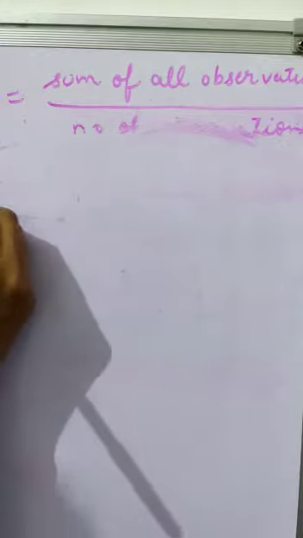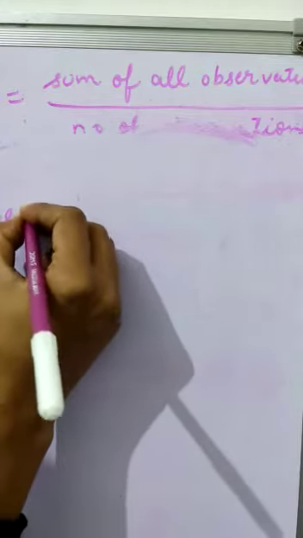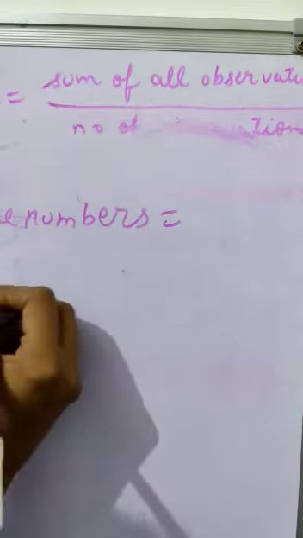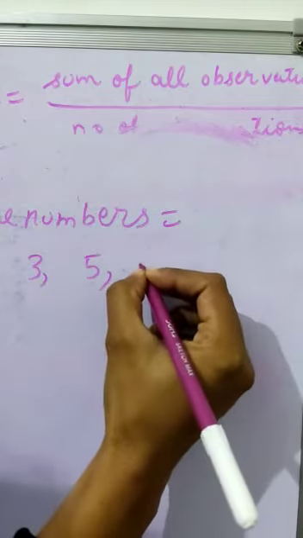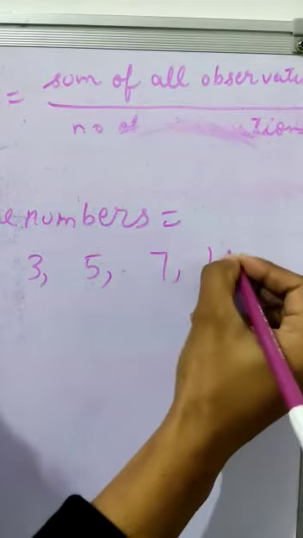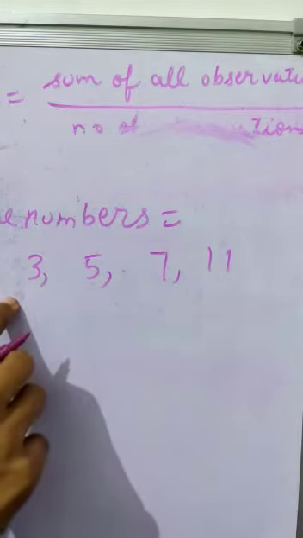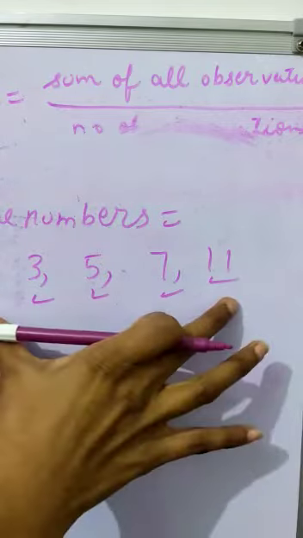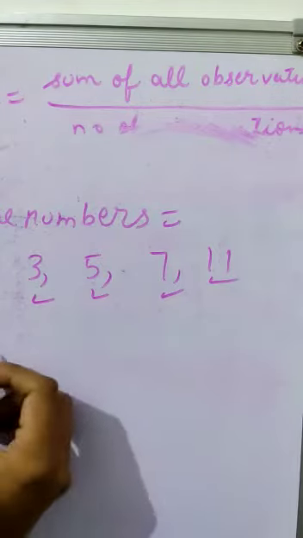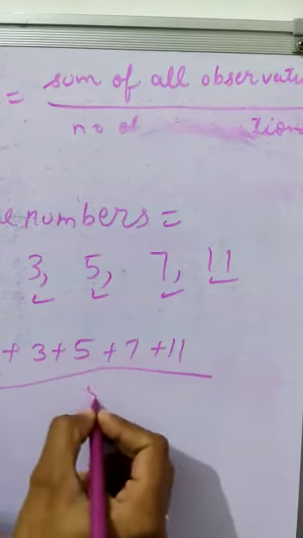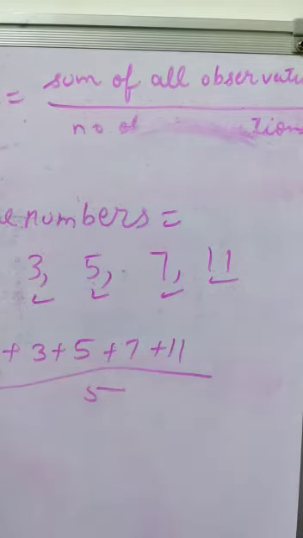Same for part three: the first 5 prime numbers. You know what prime numbers are? 2, 3, 5, 7, 11. They are divisible only by themselves or 1, so they are prime numbers. 2, 3, 5, 7, 11 are 5 prime numbers, and you can add them. 2 plus 3 plus 5 plus 7 plus 11 and divide by 5. And you can find out the mean also.